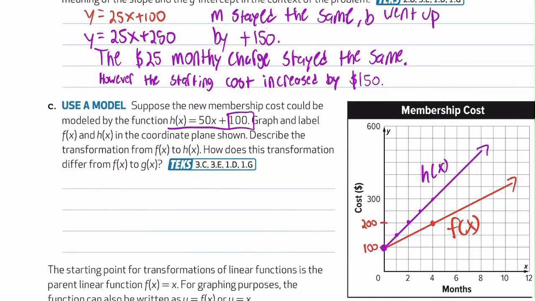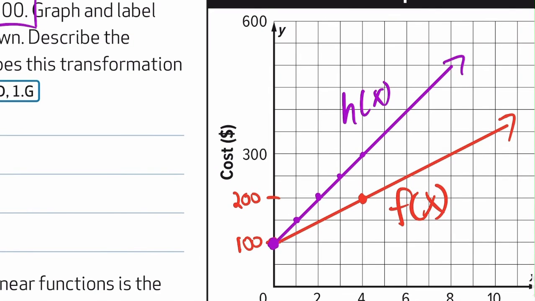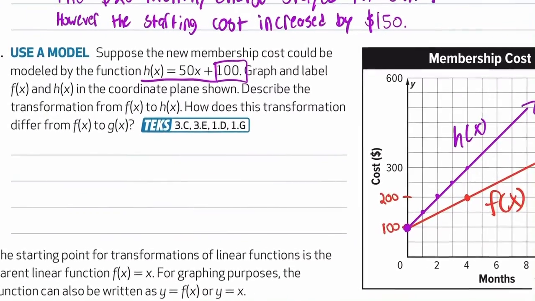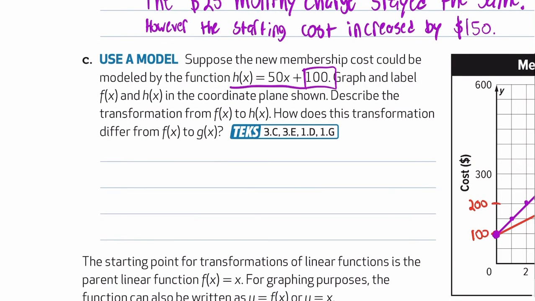Now let's describe the transformation from f to h. What was the only thing that changed between these two lines? They had the same y-intercept, but something else was different about them. The purple line is increasing faster, and the rate of increase is called the rate of change. So the slope of h of x is higher.